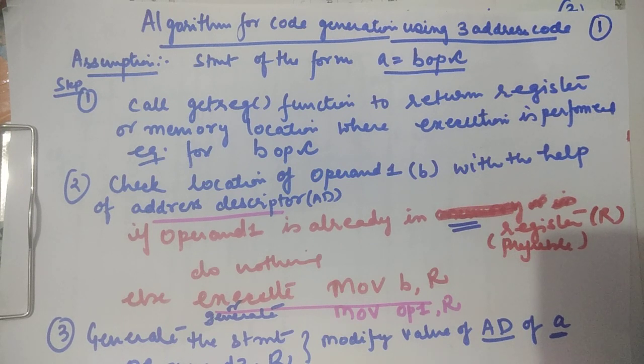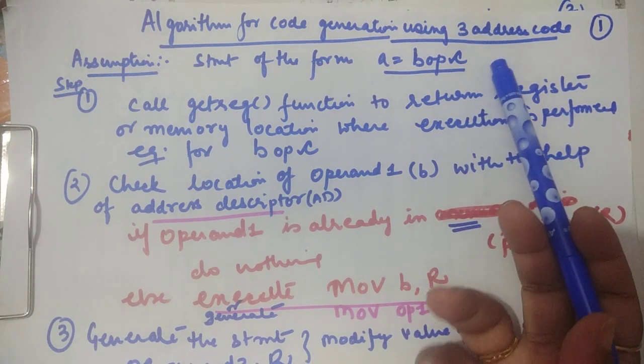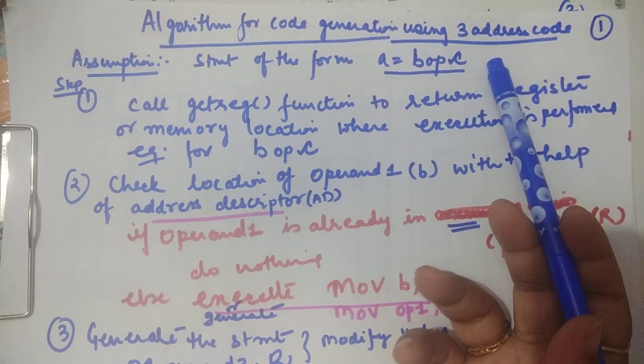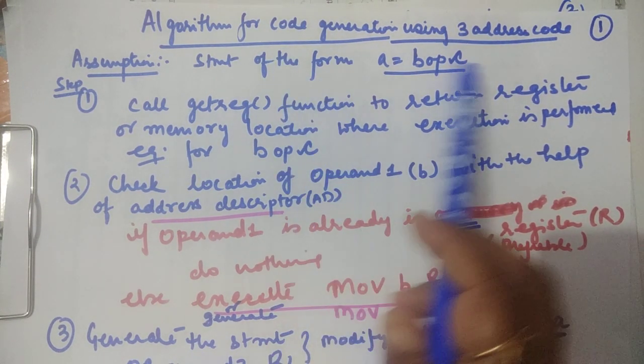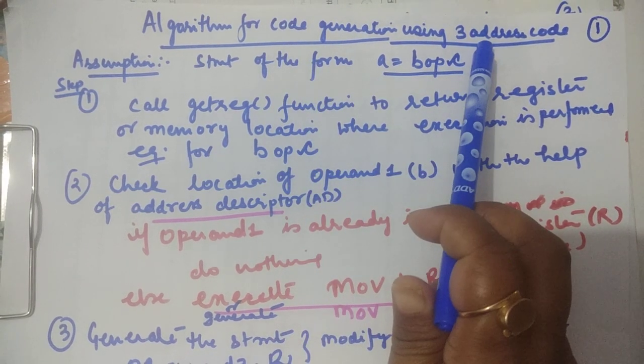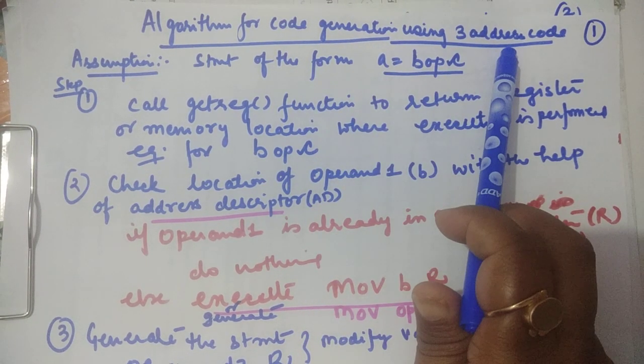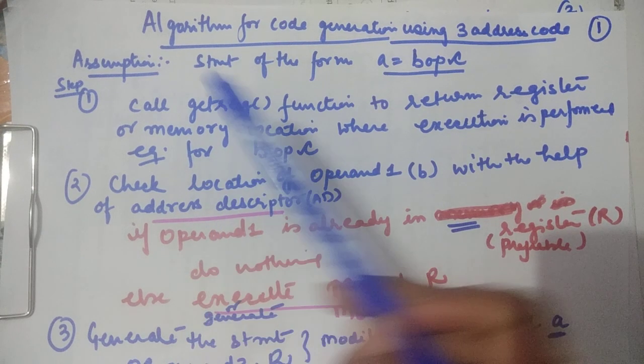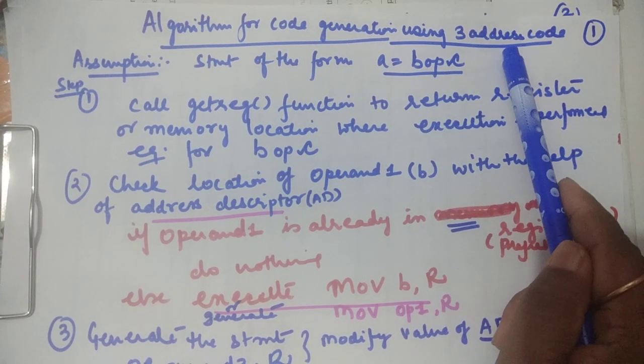So now today's topic is, let's say we have any kind of 3 address code given. How are we going to generate our code using a 3 address code? So, the algorithm for code generation using a 3 address code.